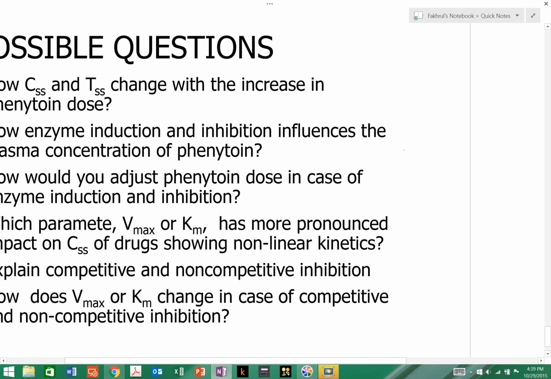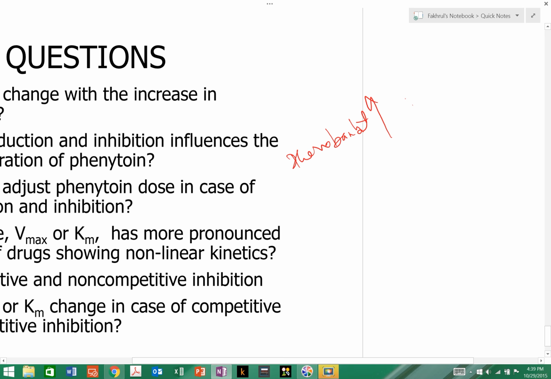For example, phenobarbital increases enzyme. So that means when enzyme increases, Vmax is going to increase. Vmax increase, that means it's going to break down more drug. So if you have to adjust the dose, you have to increase the dose. Because when Vmax increases, what is going to happen to CSS? CSS will go down. So to adjust, you have to increase the dose.